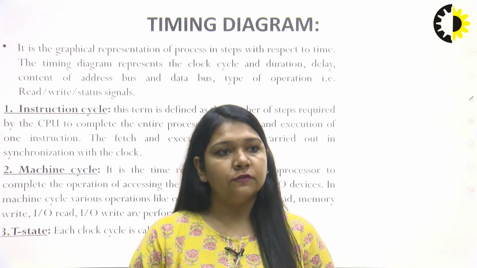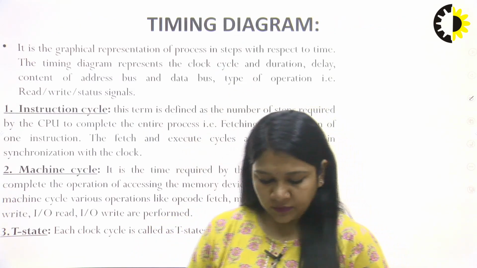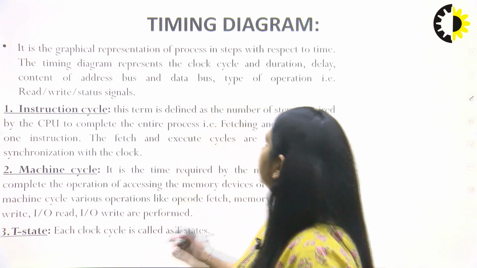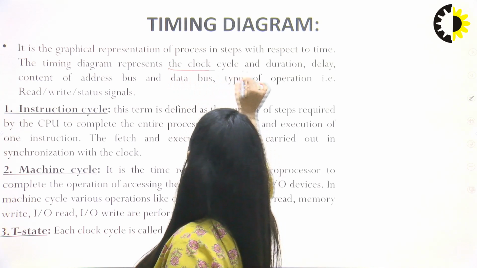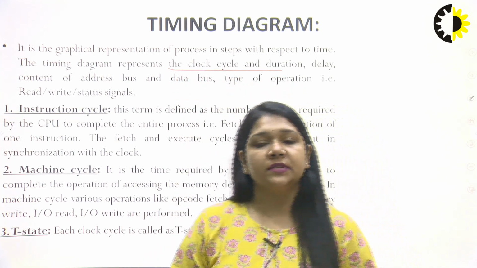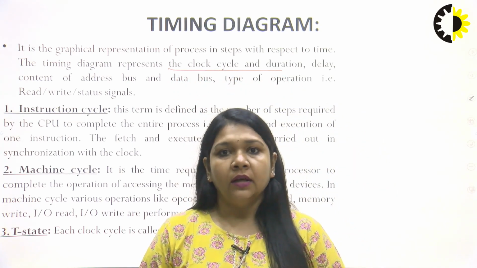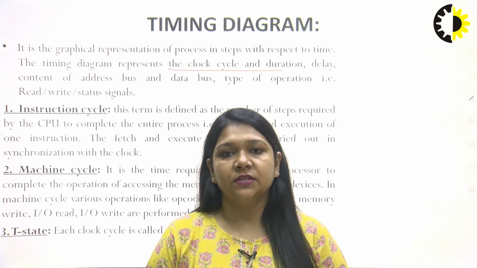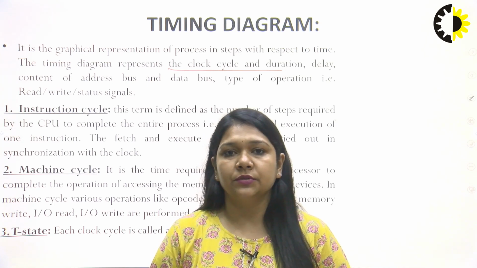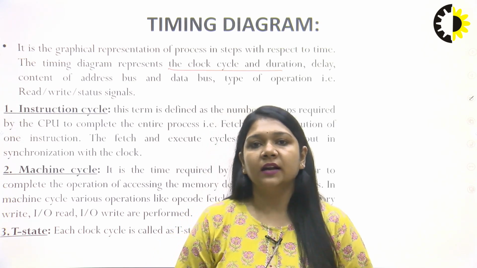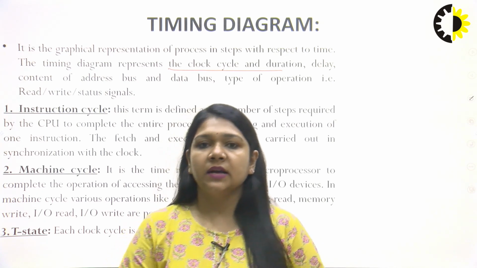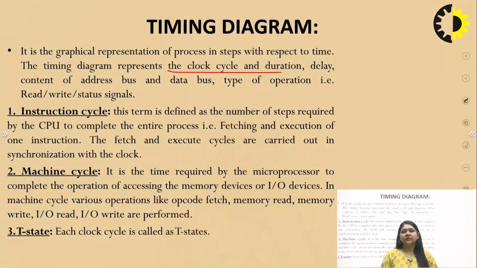So first of all, what is a timing diagram? A timing diagram is generally a graphical representation of clock cycle and duration. The microprocessor first of all fetches, then decodes and then executes. So these three cycles are covered in the timing diagram. We can see how the things are copied and how the things are happening at the back end.